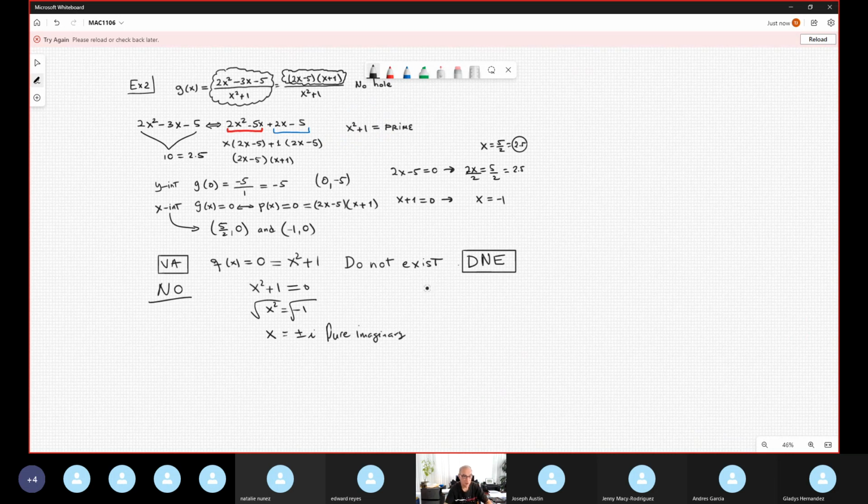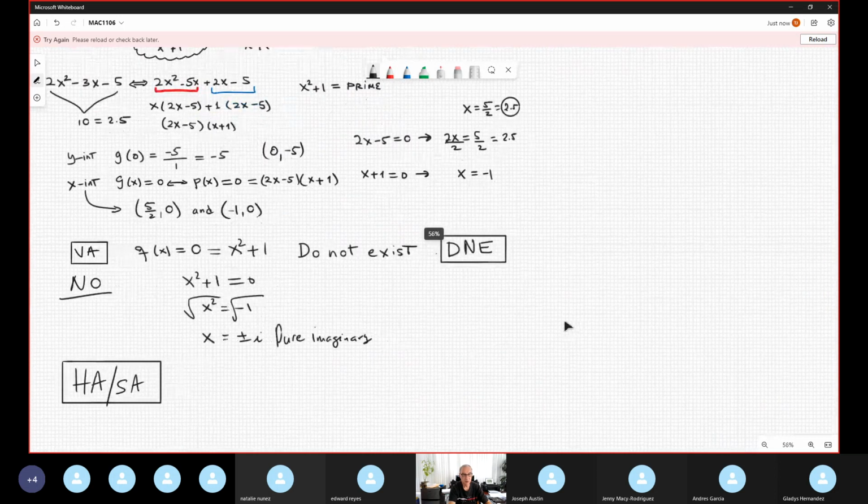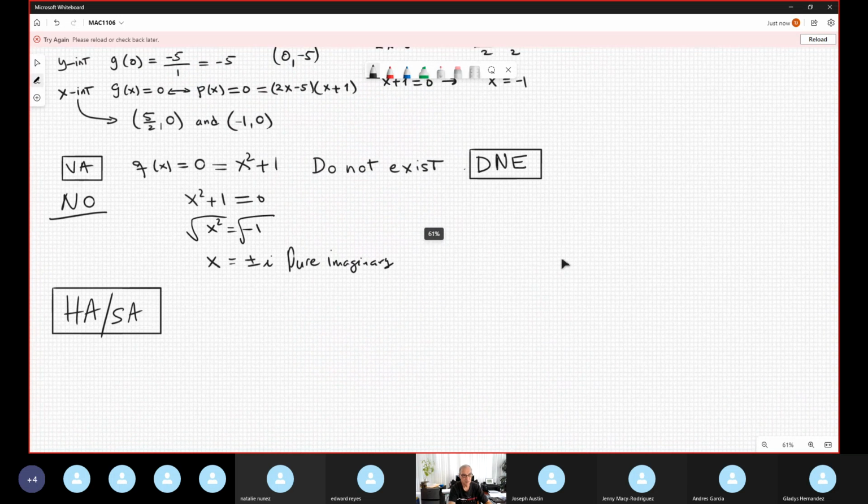Okay, now let's move on to the horizontal and slant asymptotes. I analyze them together because they are mutually exclusive. If we have a slant, we have no horizontal. And this is the degree analysis. I want to copy our function again: 2x squared minus 3x minus 5 divided by x squared plus 1. And we are doing the famous degree analysis.